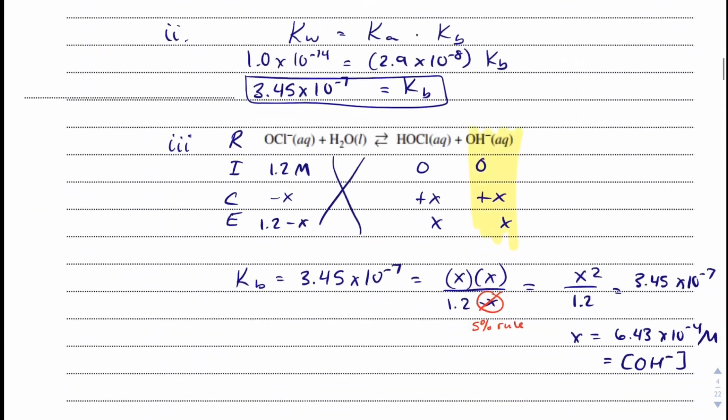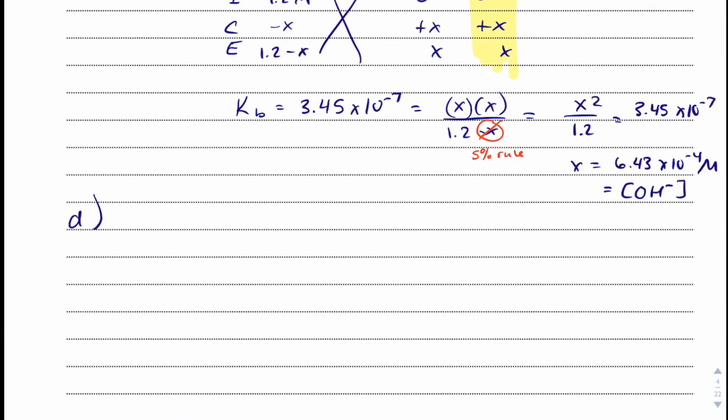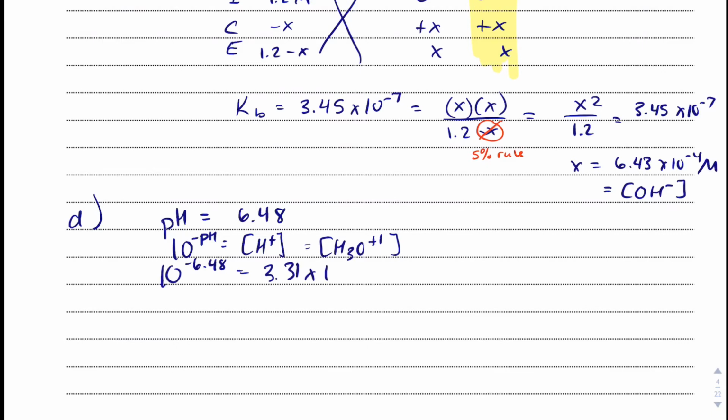That should be almost suspiciously easy, because if pH equals 6.48, we know that the inverse of pH is 10 to the minus pH to get H plus, which is also the same thing as H3O plus. So 10 to the minus 6.48 will give us 3.31 times 10 to the minus 7, which equals H plus or H3O plus. Okay, and that was D part 1.